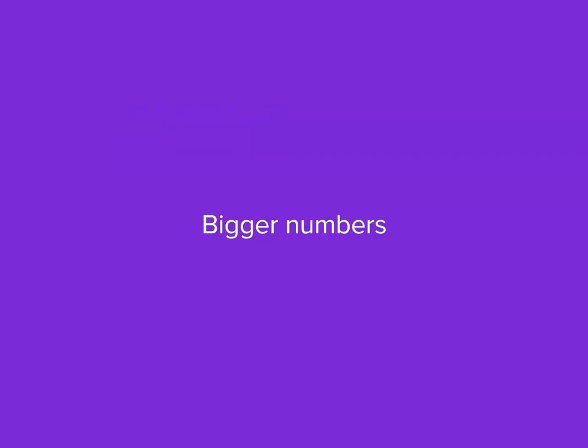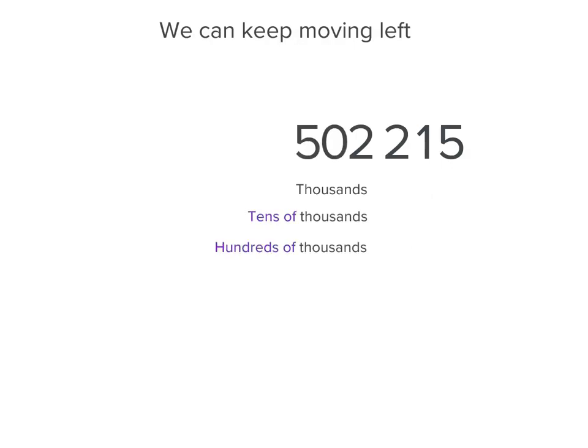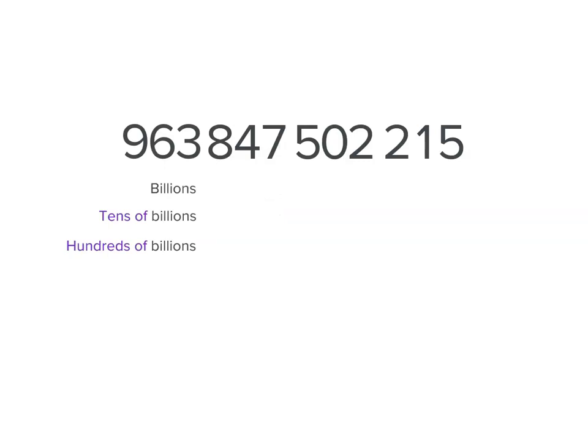Now we've got bigger numbers as well. We've seen that we've got numbers like this, where we've got units, tens and hundreds. And as we move to the left, there's a pattern that develops. Thousands, tens of thousands, hundreds of thousands. Then we move to millions. And again, we have millions, tens of millions, hundreds of millions. Then we move to billions. Billions, tens of billions, hundreds of billions. So we start to see that pattern. And you could keep going if you wanted to as well.